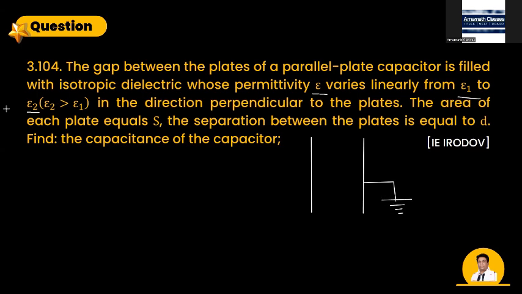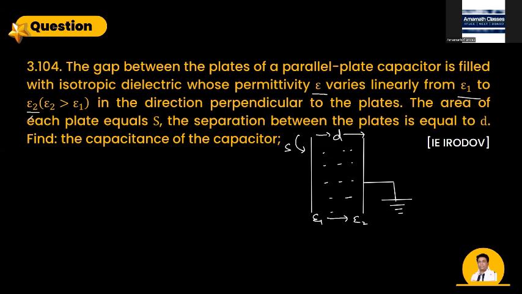Now the dielectric, the permittivity, gradually changes from epsilon 1 to epsilon 2. As d increases, the dielectric constant increases, and the area of the plate is S. So what I do here is find the total capacitance of the capacitor.